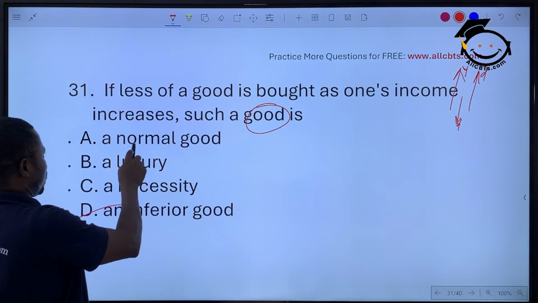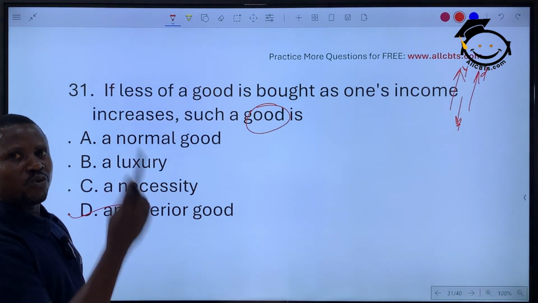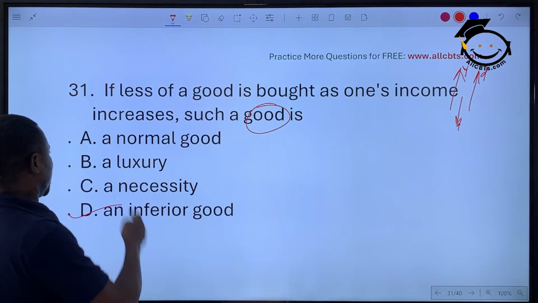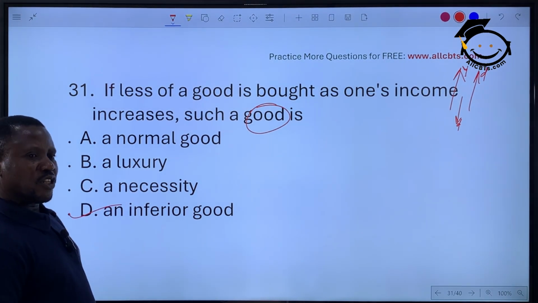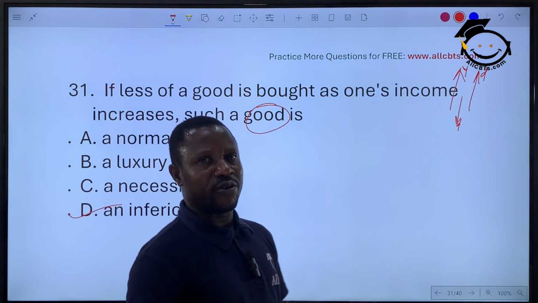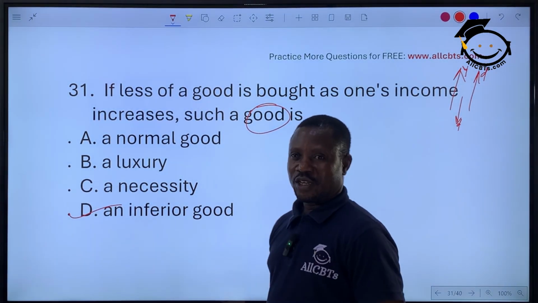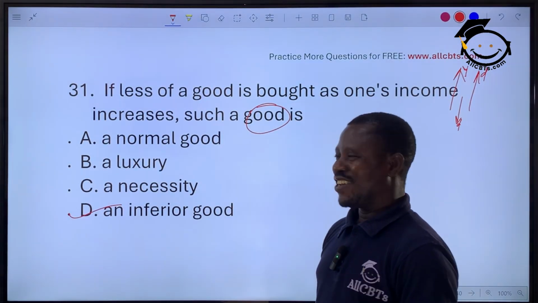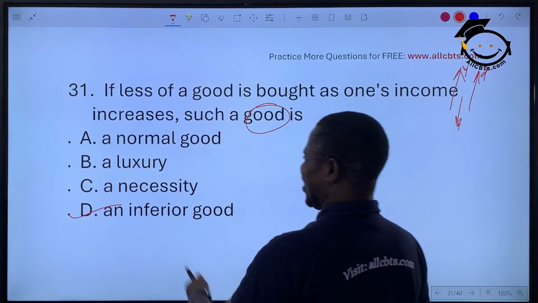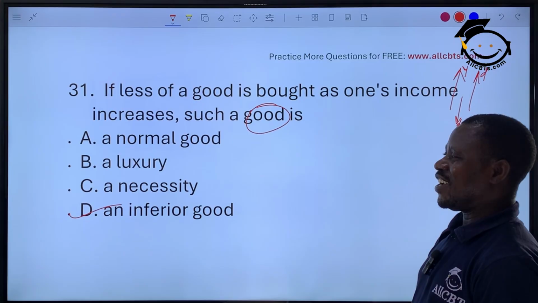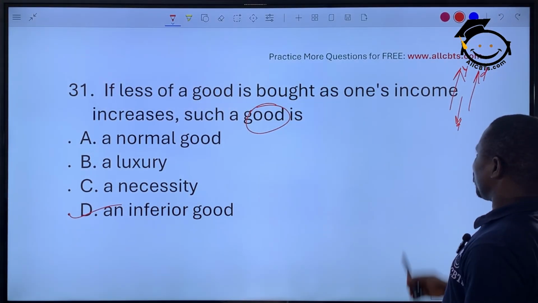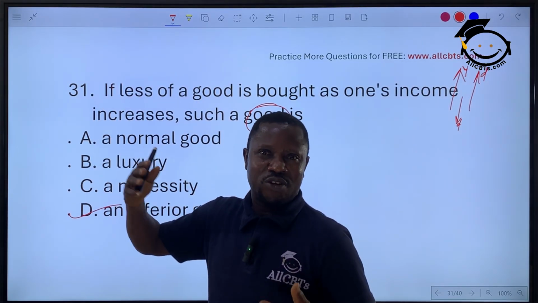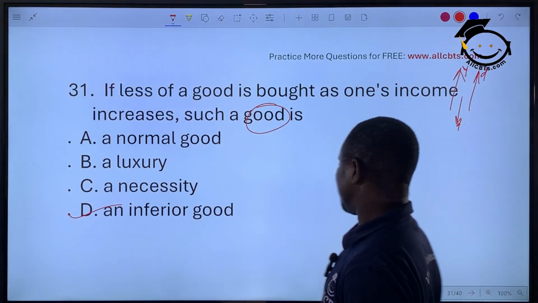Because if it's a normal good, of course, your demand for it will go up. Even if it's a luxury good, your demand for it will go up. If it's a necessity, your demand may go up, it may not, depending on what it is. For instance, if it is salt, you can't say because you have more money, you're going to eat more salt. Or sugar, you are damaging yourself. You know what I'm saying? So the answer here is what? Inferior good, because now that you have more money, you can consume more superior or higher quality products. Okay?